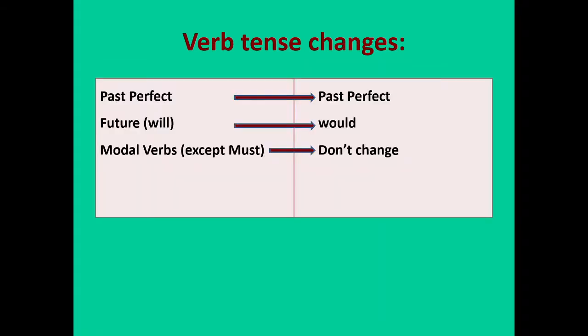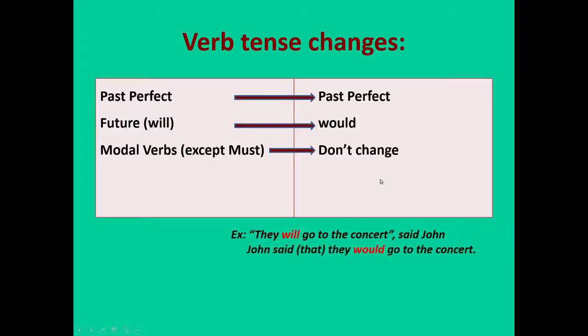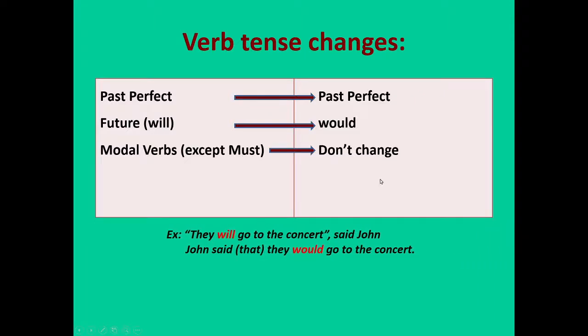Other verb tenses: past perfect stays past perfect, will changes into would, and the modal verbs don't change except must. For example, in this case, they will go to the concert, John said. Now, if we want to repeat what John said, we have to say, John said that they would go to the concert.